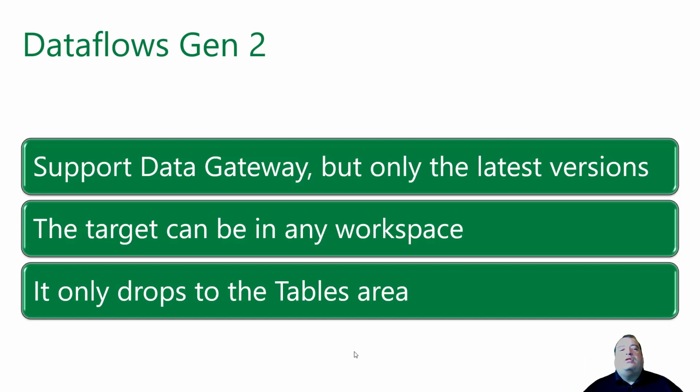But it only drops to the tables area. It doesn't drop to the file area. So this makes it more difficult to create a landing zone. That's why I started talking about architecture, to highlight the difficulties that you would have choosing when to use a Dataflow Gen 2 or when to use a Fabric pipeline. The Dataflow Gen 2 only drops to the tables area.